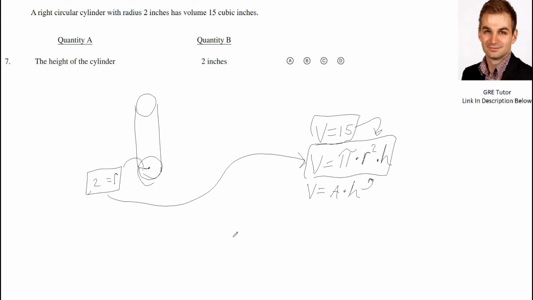Volume is going to be 15, so 15 is equal to pi times r, the radius, is 2, so 2 squared times height. Alright, so then what we end up getting is 15 is equal to pi times 4 times height, and then we get that the height of this cylinder is equal to 15 divided by pi times 4. Now, what is 15 divided by pi times 4?